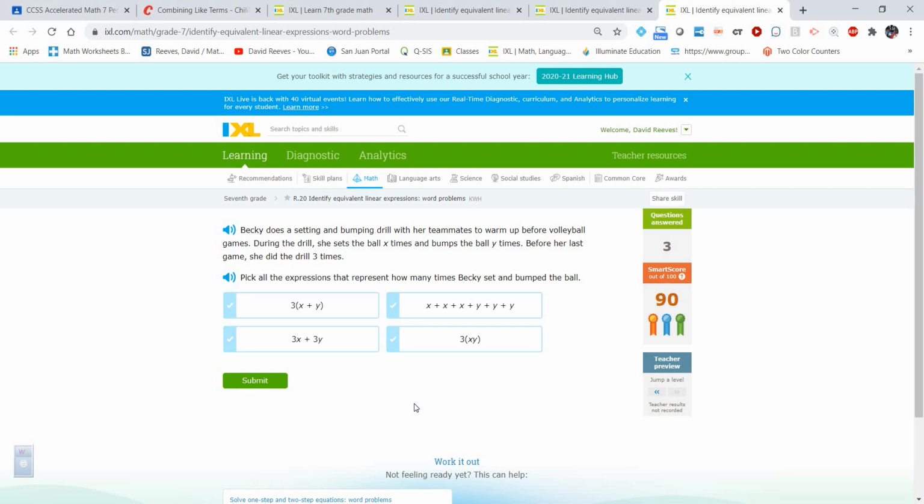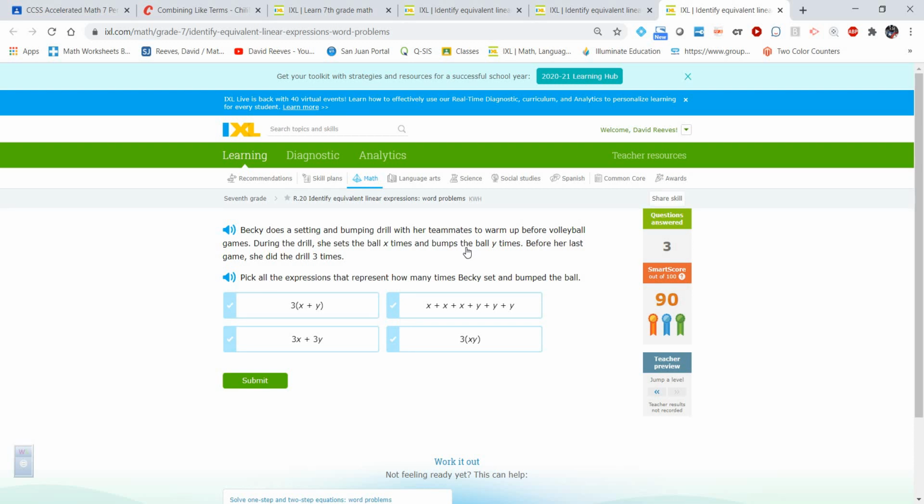During the drill, she sets the ball X times and bumps the ball Y times. Before her last game, she did the drill 3 times. Pick all the expressions that represent how many times she set and bumped the ball. So she did 3 of them, right? And she sets it X times, and she bumps it Y times.